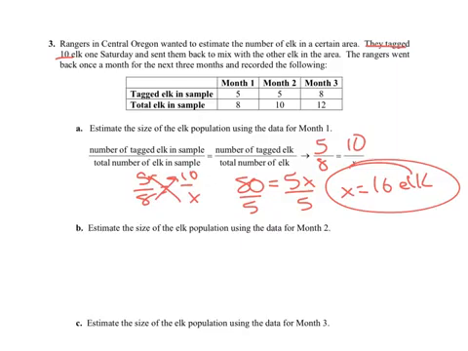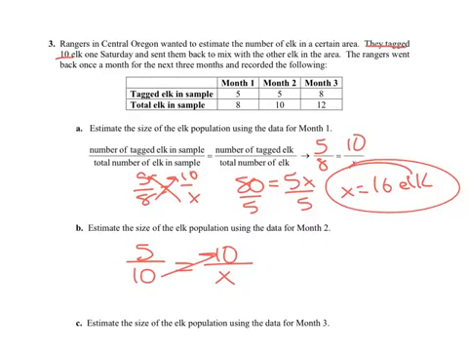It says estimate the size of the elk population using the data for month 2. So in month number 2, what was the number of tagged elk in the sample? 5. Out of how many? 10. Okay, and then if we're going to calculate the total population, that's going to go on the bottom, and how many initially were tagged? 10. So let's go ahead and solve for this one.